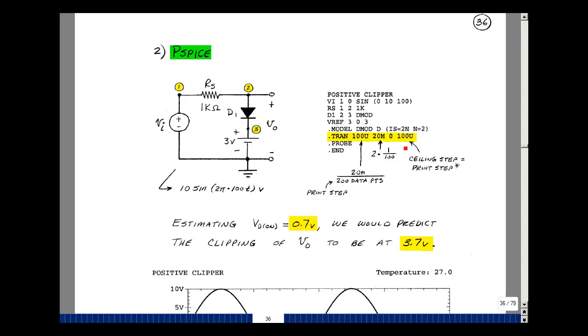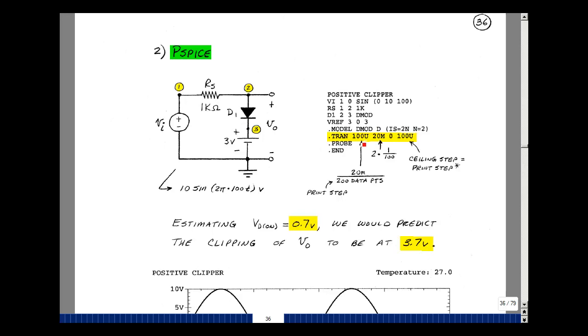This fourth number is called the ceiling step, as it tells the program to try to speed up and run. Now, why would you do that? Well, back in the 1970s and 80s when we had mainframe computers, we paid for computing by the minute or by the second. Having a simulation run too long was going to eat up the money in your account. Sounds silly, but this is still built in. And it's defaulted to 1/50th of this number, which is 400 microseconds.